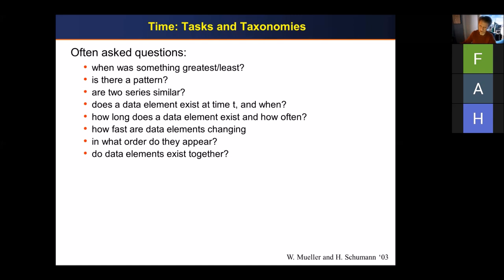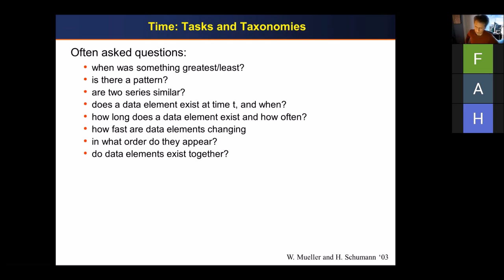So this is how you can align time series: find something that is shared, some event that is shared, and plot them side by side. Then another question is, if the data element exists at time t, and when? So it's basically a search operation, remember. How long does it exist and how often does it come? It's like a motif kind of thing. How fast they're changing, that's the rate. You can just compute a derivative of it and see where the peak of the derivative is, right? First derivative. And then in what order do they appear? So you have to rank them.